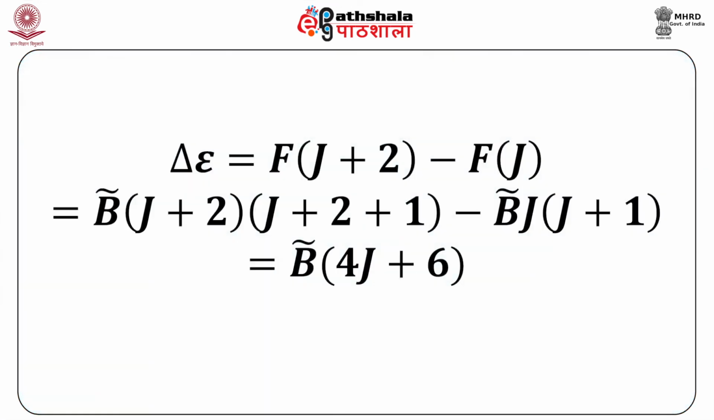The energy difference between the excited and ground state is given by delta E equal to F(J plus 2) minus F(J), and we substitute all the values, B bar into J plus 2 into J plus 2 plus 1 minus B bar J into J plus 1, and this gives us B bar into 4J plus 6, where J is the rotational quantum number of the lower state, and it can take on values 0, 1, 2. The lines resulting from these energy changes are referred to as the S branch lines, since we have considered only delta J equal to plus 2.